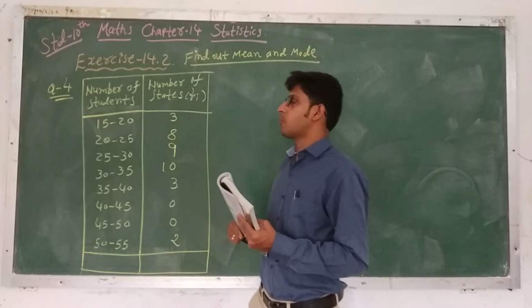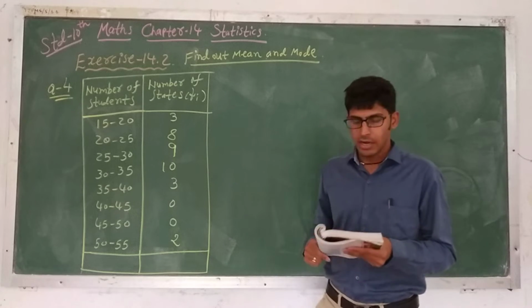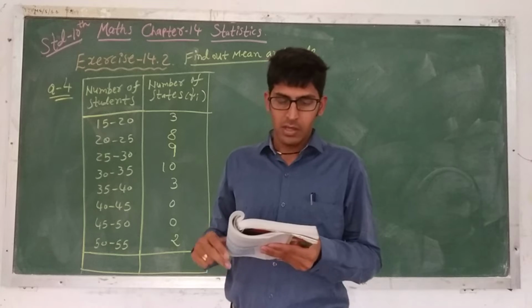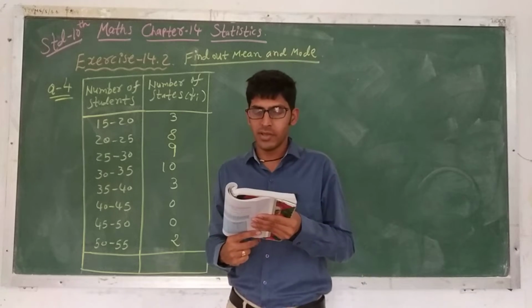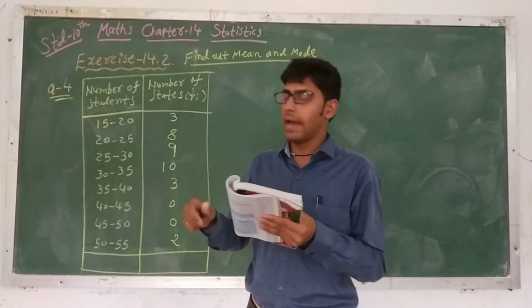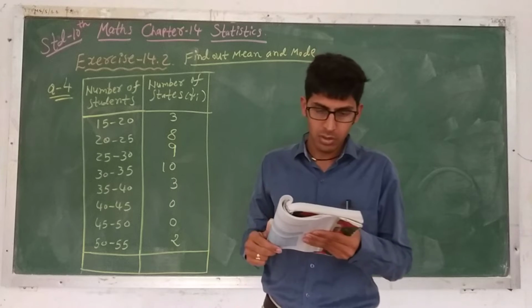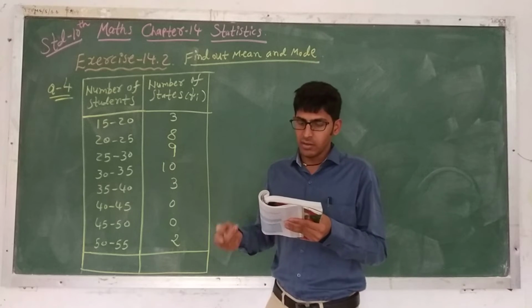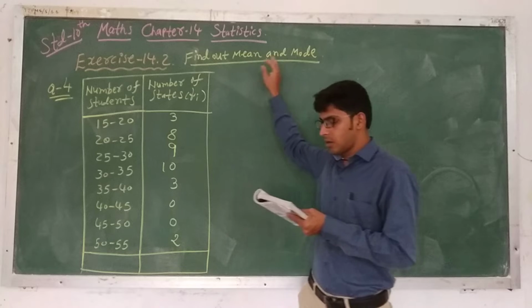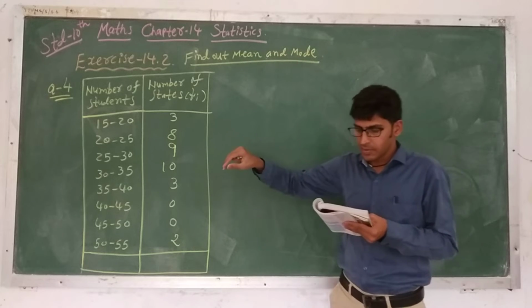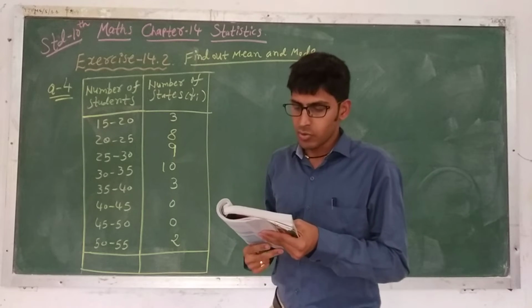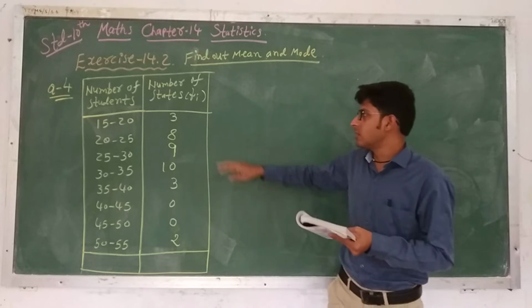Standard 10 exercise 14.2 up to question number 3. Now we will start question number 4. The following distribution gives the state-wise teacher-student ratio in higher secondary schools of India. Find the mode and mean. So we have to find mean and mode of this data. Number of students per teacher and number of states are given.